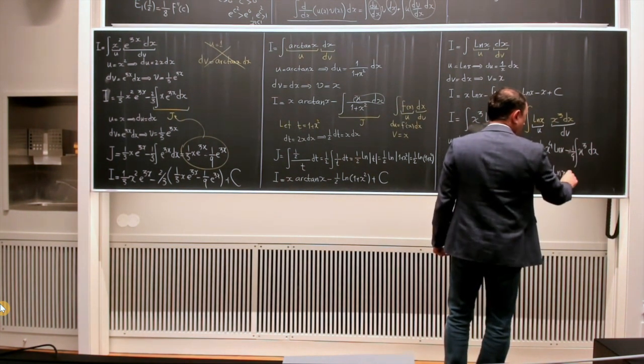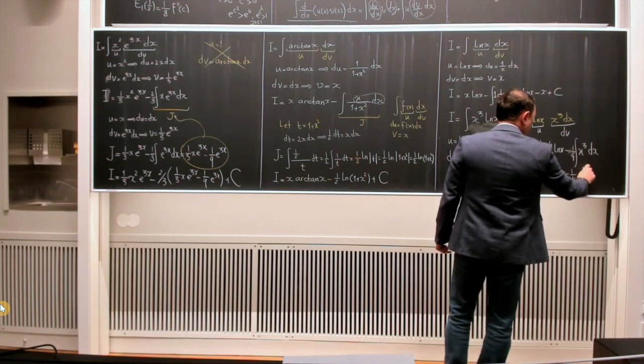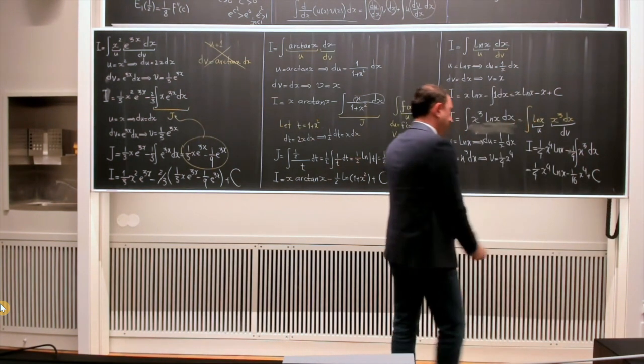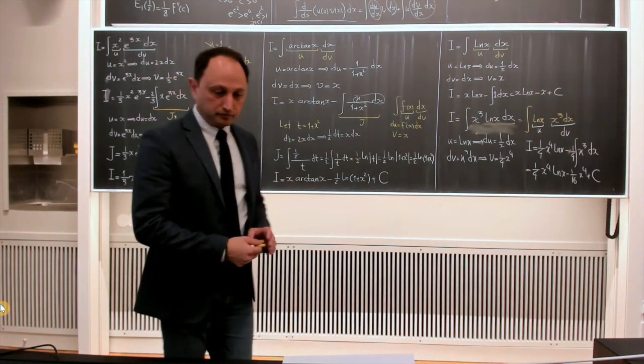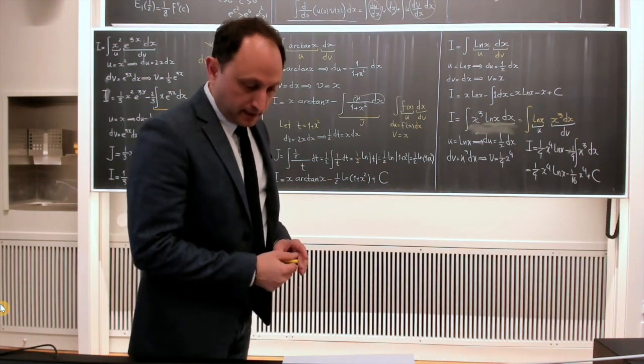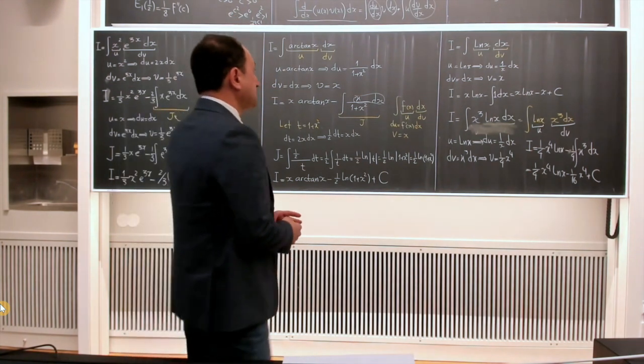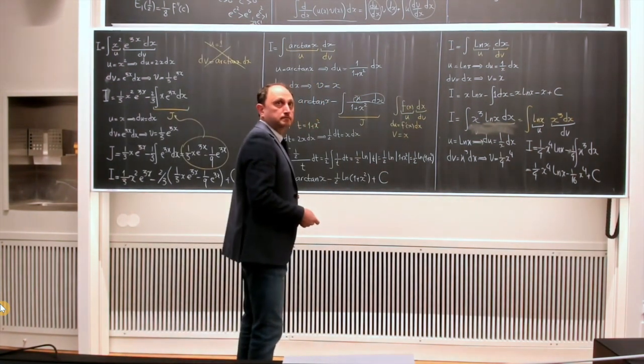So what I do is 1 over 4, x to the power of 4, ln of x, minus another 1 over 4 times the integral, and this is it. Yes? Okay. Any questions so far?